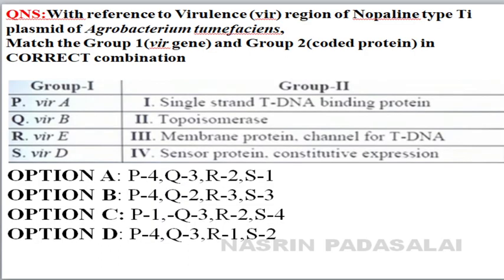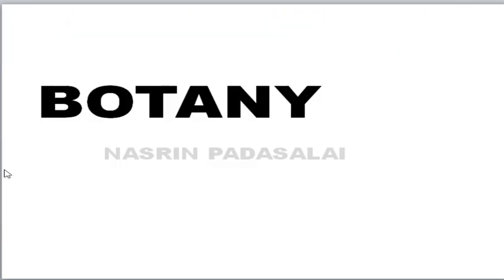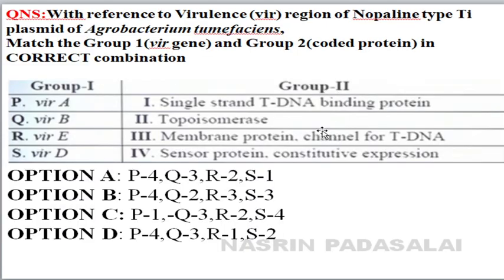The first question, with reference to the virulence region of the Nopaline type Ti plasmid of Agrobacterium tumefaciens, match group 1, which consists of vir genes, and group 2, which is the coded protein. For this question, if you remember the tabulated column alone, you can answer it. So this is a simple question.